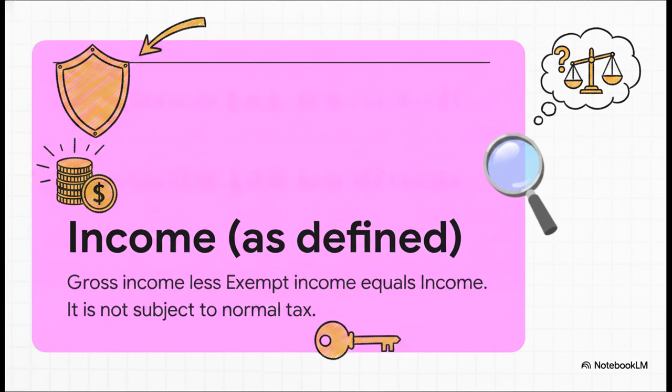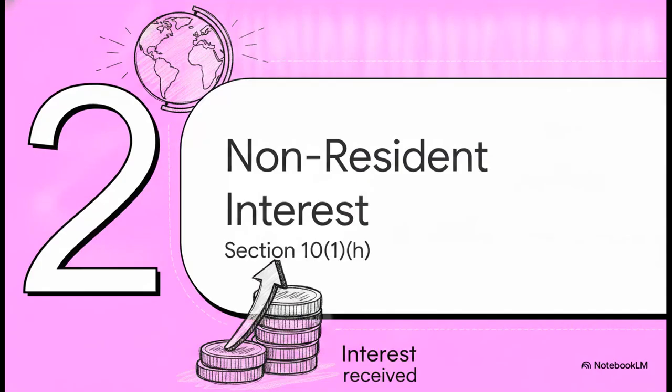Examiners absolutely love testing the boundaries here, you know? They want to see if you know exactly when to protect an amount and when you have to expose it to the tax net. Moving right along to Section 2, non-resident interest under Section 10(11)(h).